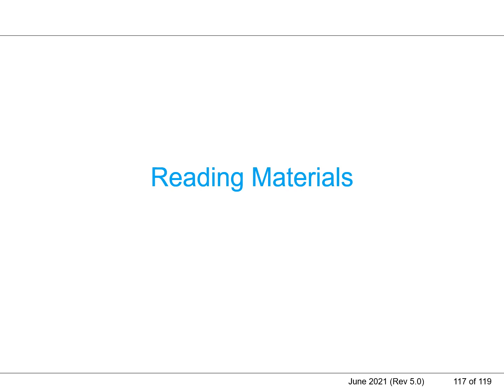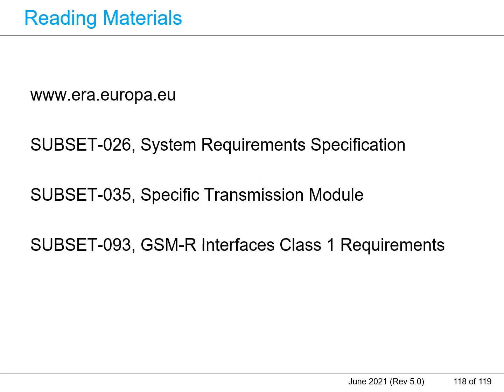The information contained within this module was extracted from multiple documentation. The mandatory requirements and rules related to the operating modes are detailed in the subset 026, subset 035, and subset 093 of the Technical Specification for Interoperability. The subsets are available on the website of the European Union Agency for Railways.